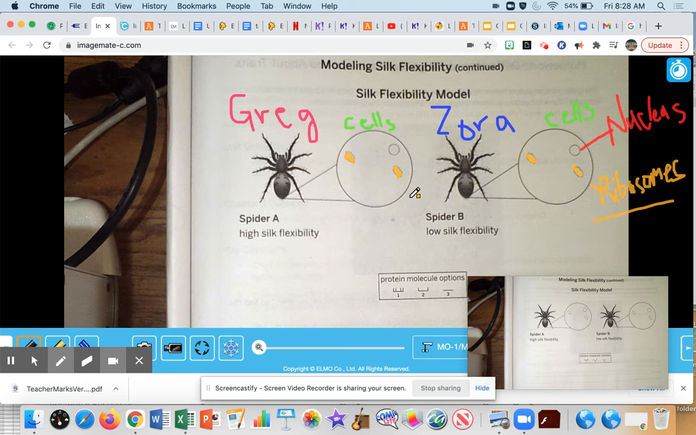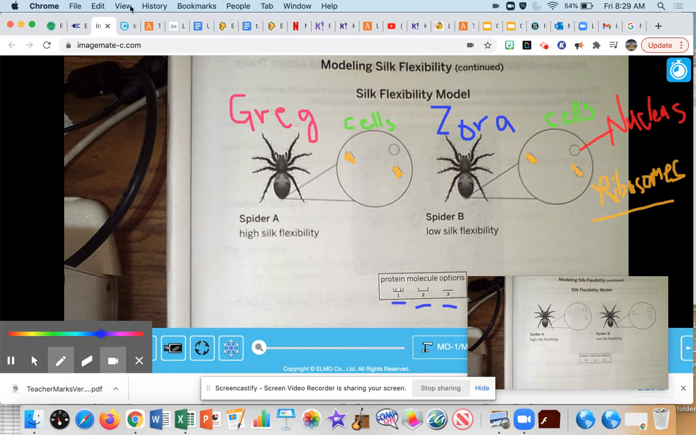So we have ribosomes, and what we want to do is take a look at the protein molecule structure of the high and low silk flexibility spiders. And where is that located? Well, it's located right here. You will see protein molecule structure 1, 2, or 3. You're going to see one of these three floating around the cytoplasm of the cells.